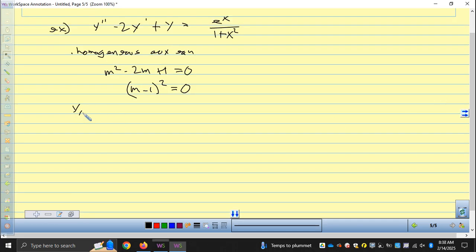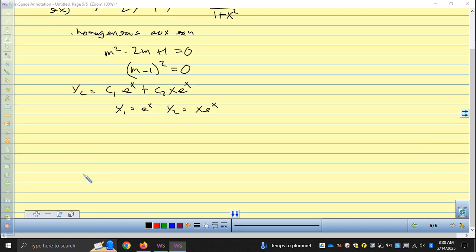So our complementary solution is c1 e to the x plus c2 x e to the x, since we have repeated roots. So y1 is e to the x, and y2 is x e to the x. Our Wronskian is e to the x, the derivative of e to the x here, x e to the x, and the derivative of x e to the x here.